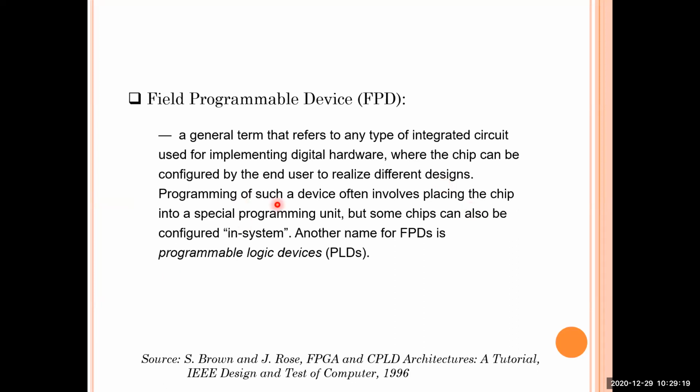So now, programming of such a device often involves placing a chip into a special programming unit. That entire setup is called a programming unit. But some chips can also be configured in system. This is a configuration where the entire setup can be used without changing that integrated circuit. You can make it a single system also.